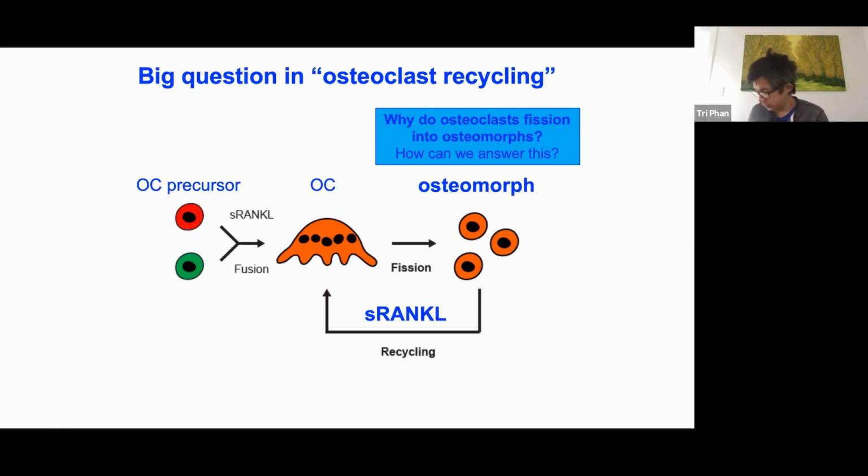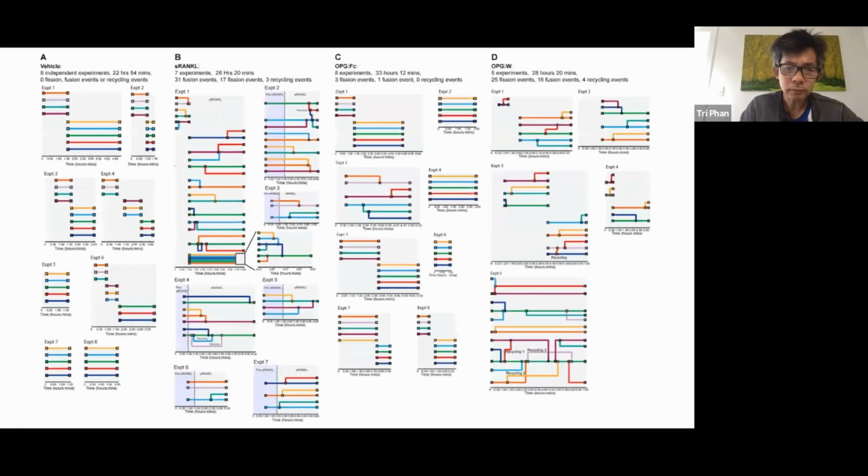Okay, so really what's next for us? I guess for us, the big question is, why do these osteoclasts recycle? Why do they break up into these osteomorphs? And how can we answer this moving forward? Having, as I mentioned to you, done things really badly and taken this really long road to get to where we are, there are easier and better ways to get to this next question, which is, what's the reason for the osteoclast fission?